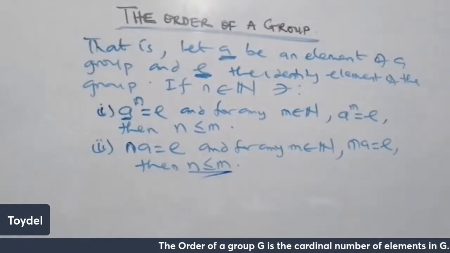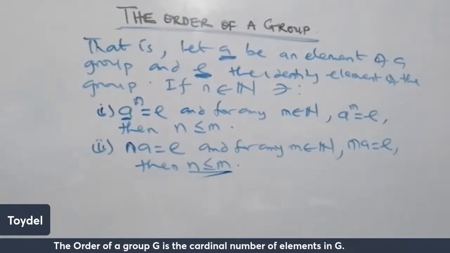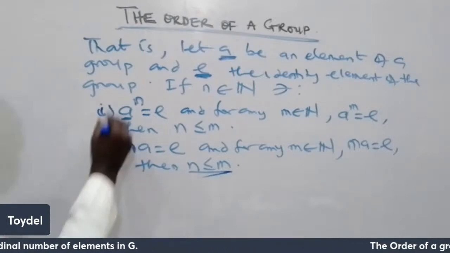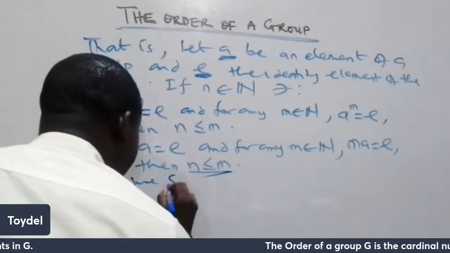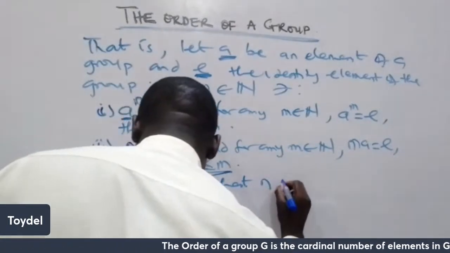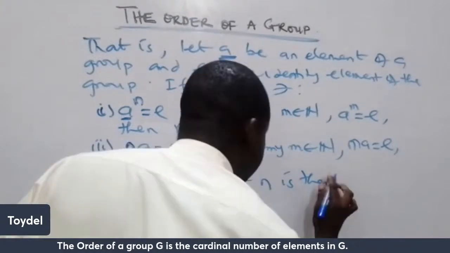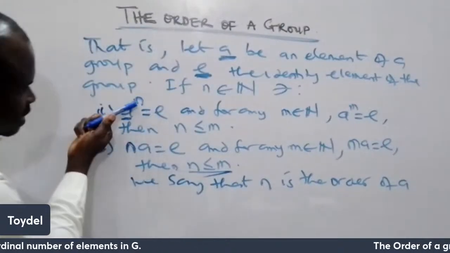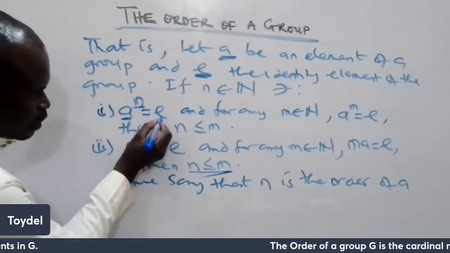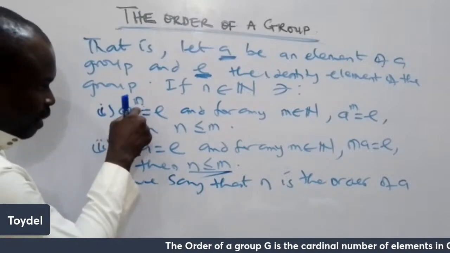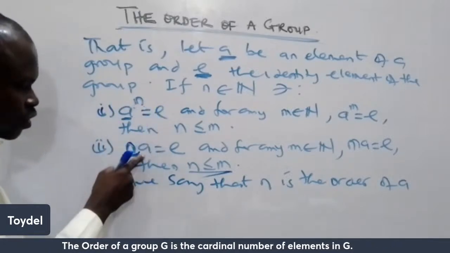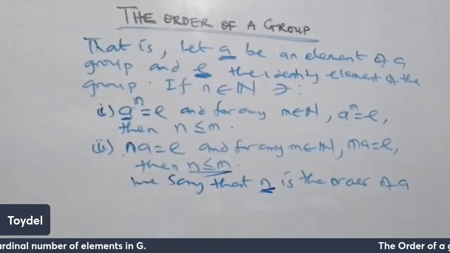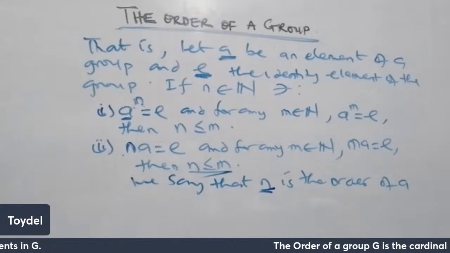So I'm going to use an example to explain this order of an element very well. So in this case, we say that n is the order of A. That is, it is this n that gives us, when it is a power or when it is a multiple, the identity. Once we are able to use it, if it's in the form of a power and we get the identity element, it shows that this n is the order of A, the order of that element. That is the interpretation of the order of an element.